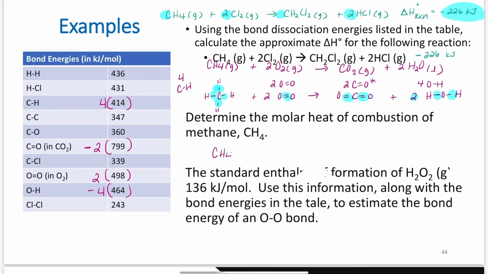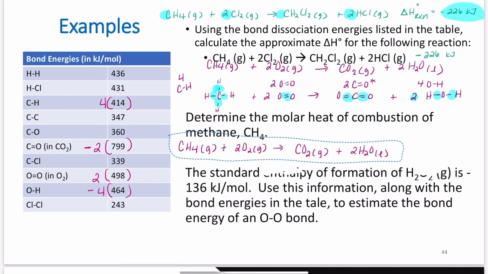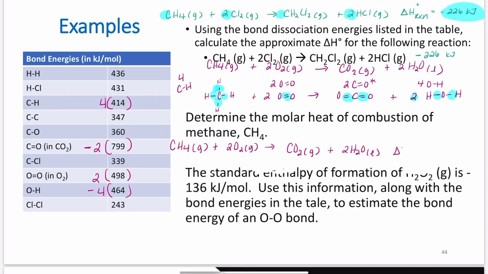Let's write that out. CH4 gas plus 2 O2 gas yields CO2 gas plus 2 H2O liquid, and delta H reaction here will be negative 802 kilojoules. Again, I'm not going to specify per mole there, because it's implied in the equation. So 802 kilojoules is released for every 1 mole of CH4 reacted or consumed.